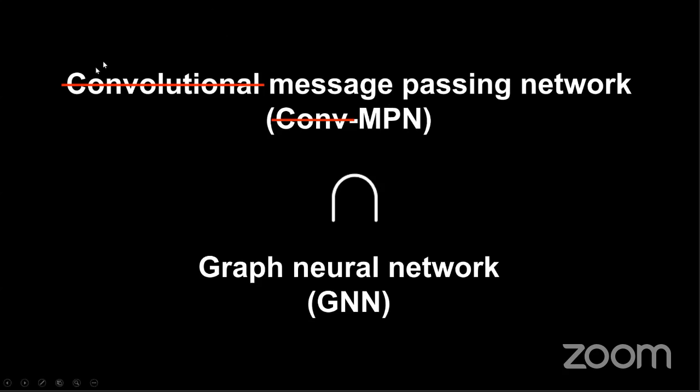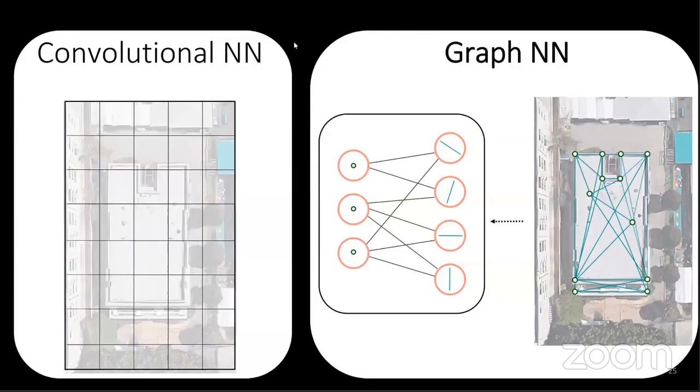First, let's just review convolutional message passing network, MPN. It's a general category of neural network, which is a subset of graph neural network. Although you might know this, let me just quickly review. Right is a graph neural network, or MPN, message passing neural network. Left is a convolutional one, and how they differ.